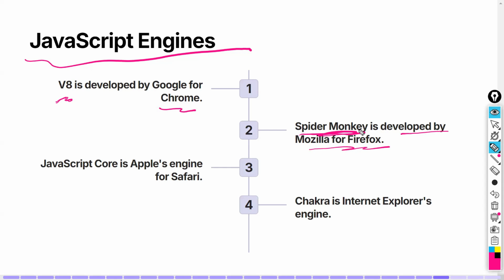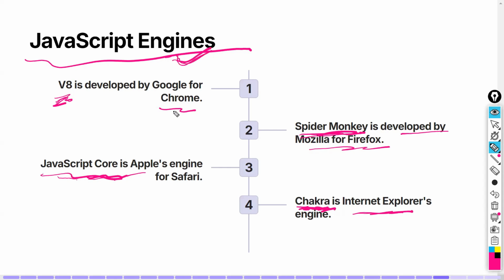Okay, and then we have JavaScriptCore, which is Apple's engine for the Safari browser. After that we have Chakra. Chakra is a JavaScript engine for Internet Explorer. So Internet Explorer uses Chakra. So V8, SpiderMonkey, JavaScriptCore, and Chakra, these are JavaScript engines.